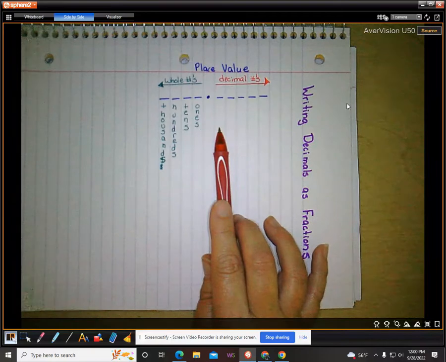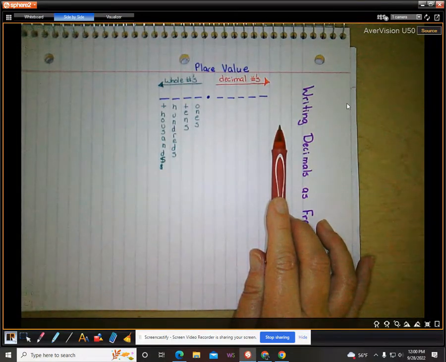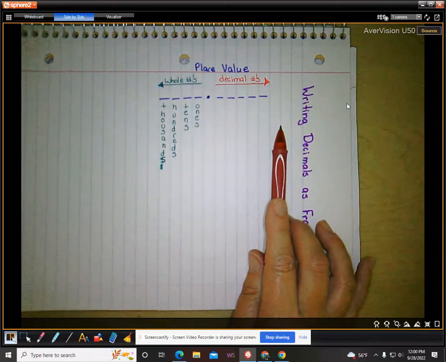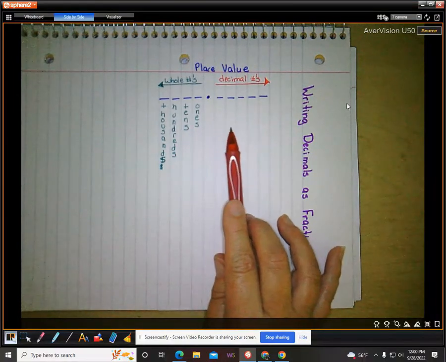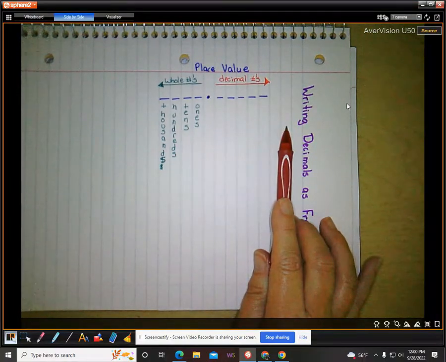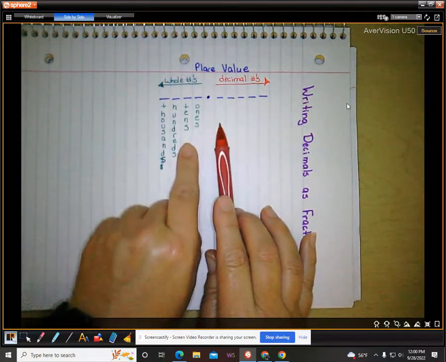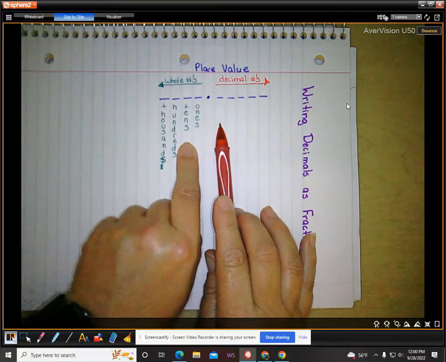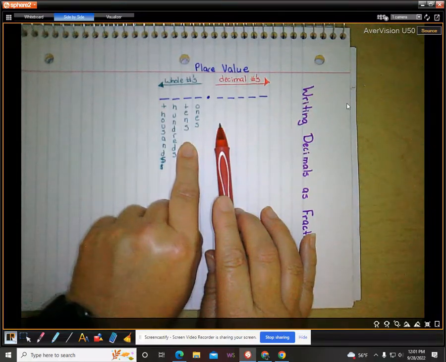The rest of them fall in the same order, except they have a magic THS on the end of them. There are no ones. That doesn't exist. Everything else matches as you go to the right. So if there are no ones, what is this first place value to the right of the decimal point going to be? It mirrors the other side. Mason?